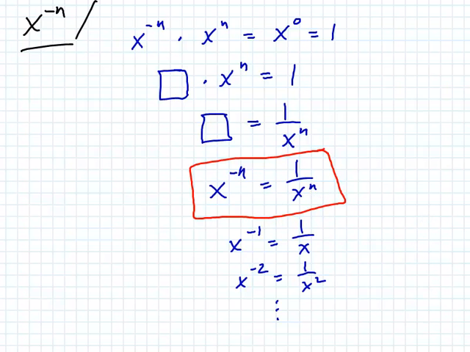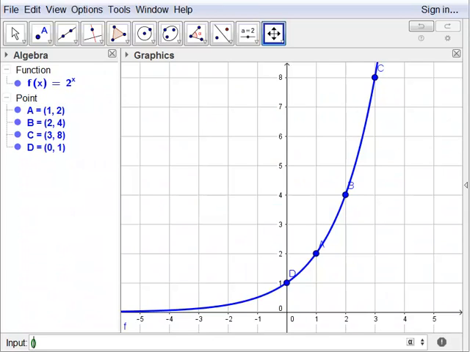Let's see how this definition works on the graph as well. Okay, let's plot the point minus 1. And if x is minus 1, our function here is 2 to the x. So what is 2 to the minus 1? Well, what we've just established, it should be equal to 1/2.